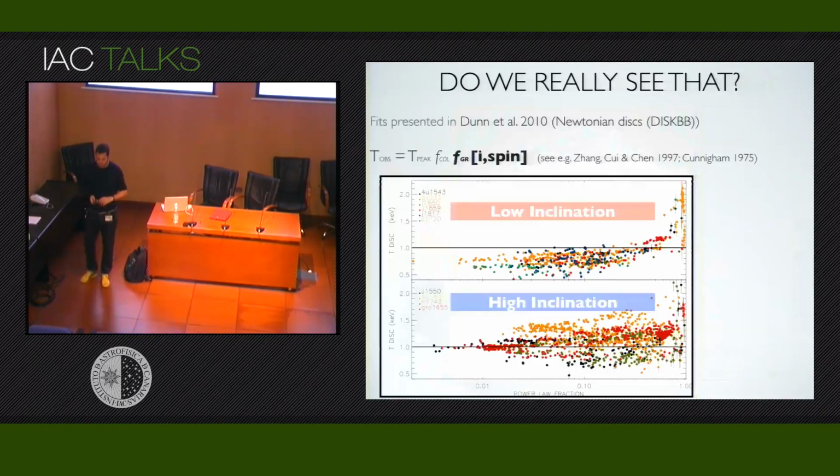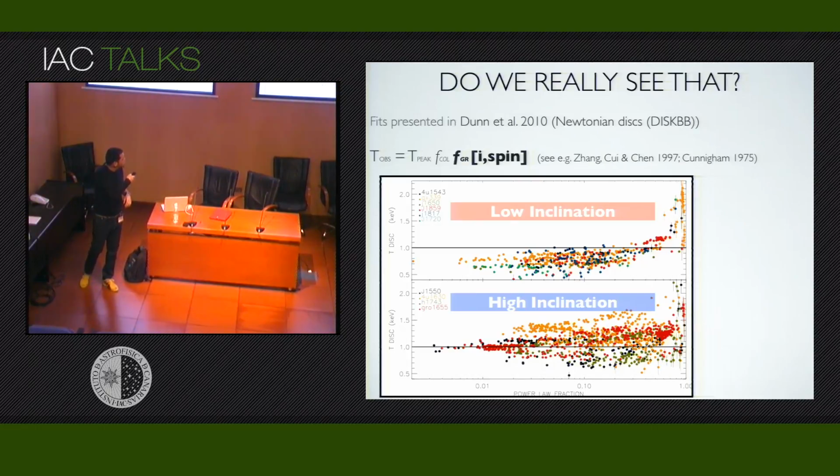And the question is, do we really see this? Do we really see that disks are hotter when seen at high inclination? And the answer is yes. Here, using the same data that I showed before, I plot the temperature of the disk for the low inclination sources and the temperature of the disk for the high inclination sources. And you can see how the difference is really evident. It can be as much as 50% larger. These temperatures are computed using simple Newtonian disk models that don't take into account these general relativity effects.